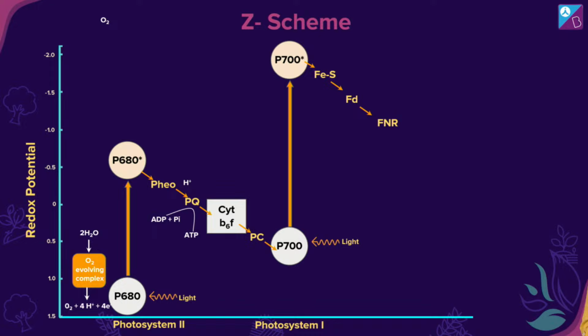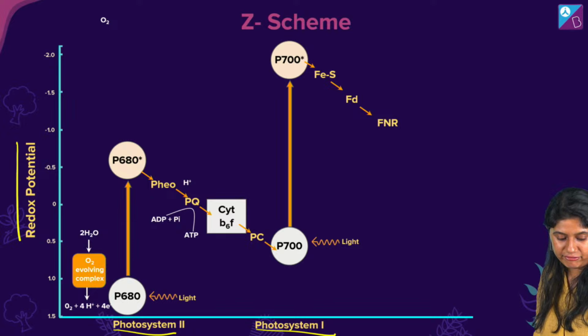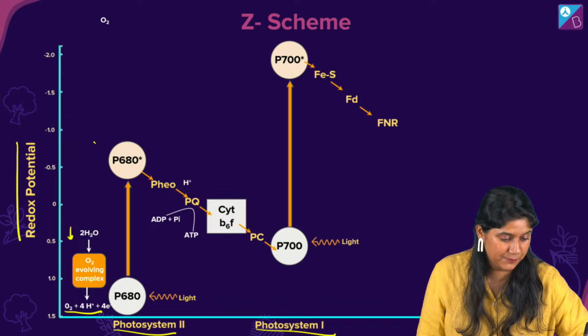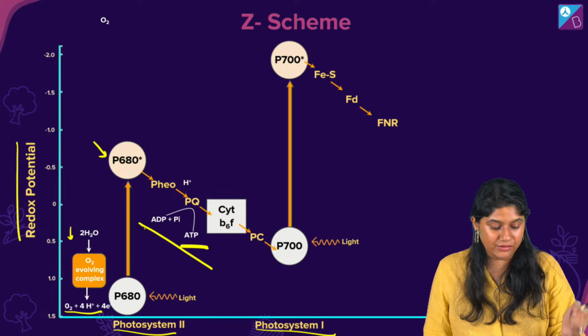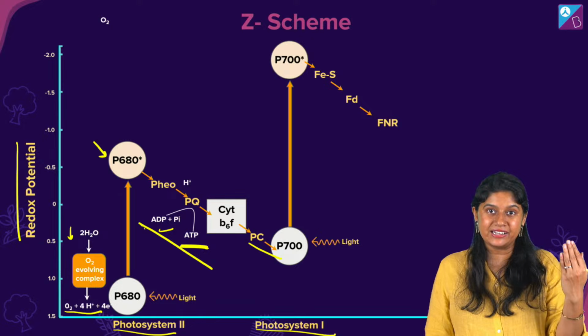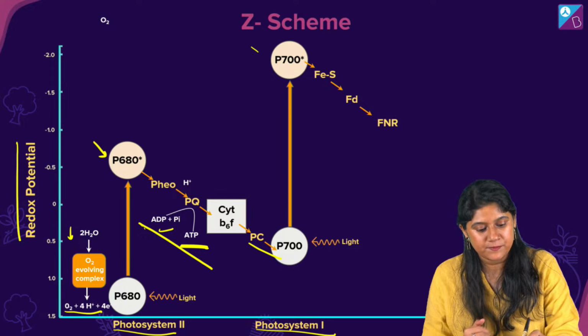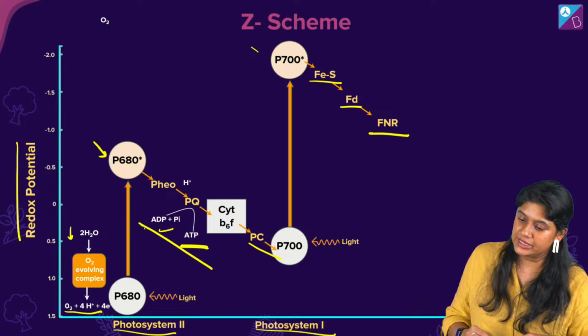Yes, so we have the redox potential, right? We have photosystem 2 and photosystem 1. Photosystem 2 is P680 and photosystem 1 is P700. So we have the water reaction, the splitting of water also: 2H2O, oxygen evolving complex, and this is the reaction we have. Then we have the primary acceptor. We have the electron transport system, right? We see the formation of ATP from ADP plus the inorganic phosphate that we have over here. ATP is formed, and then with light the electron gets transferred to photosystem 1. Photosystem 1 has, of course, the iron sulfur complex. Then we have Fd and FNR. Clear? Easy peasy.